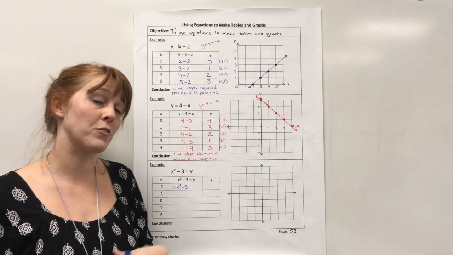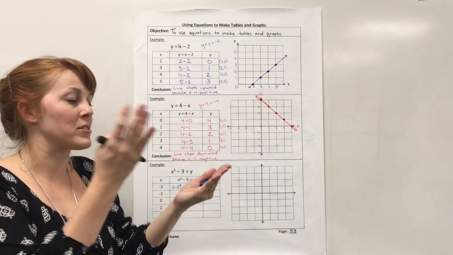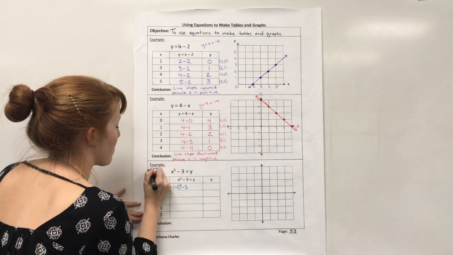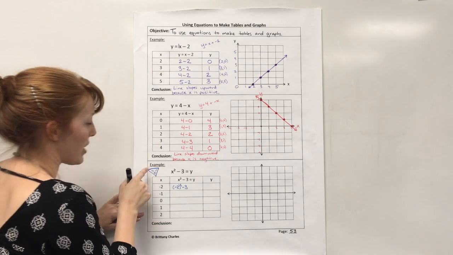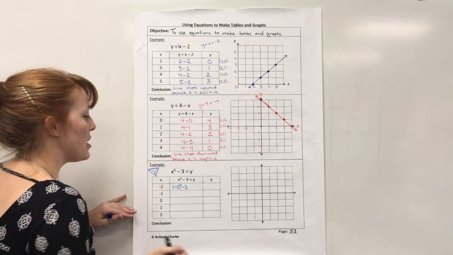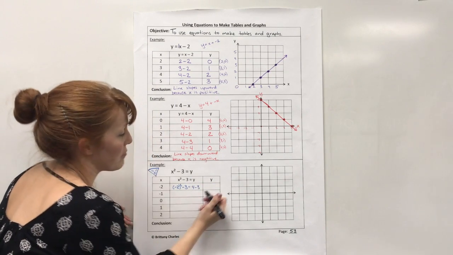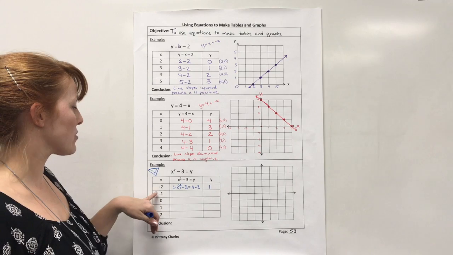Well, I know 2 times 2 is 4. And when we have a negative times a negative, that makes a positive, because again, I can just think, let's make a mad face right here. A negative and a negative makes a positive. So this would just turn into 4 minus 3, and 4 minus 3 is 1. Okay, so let's do the next one.